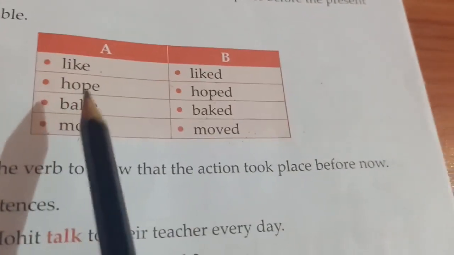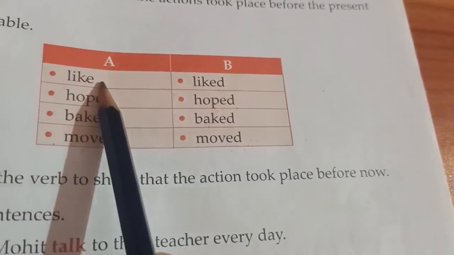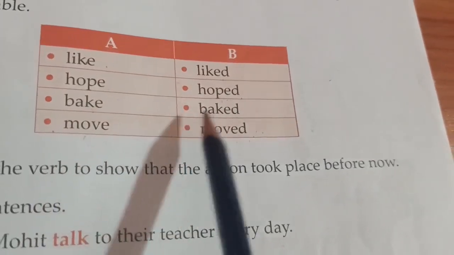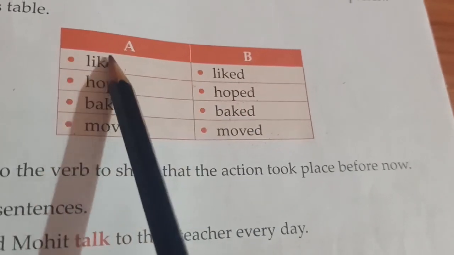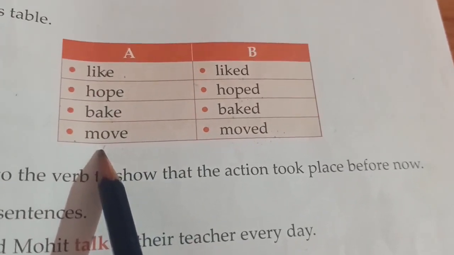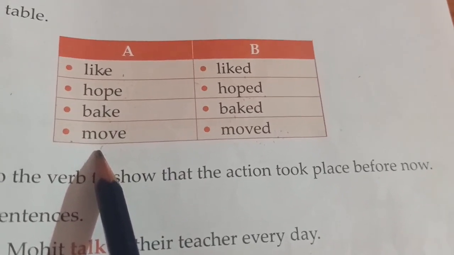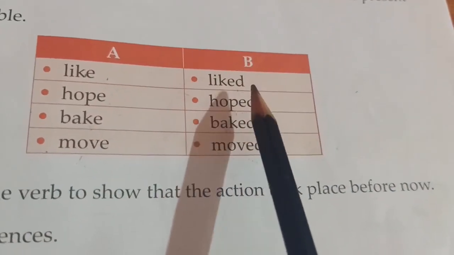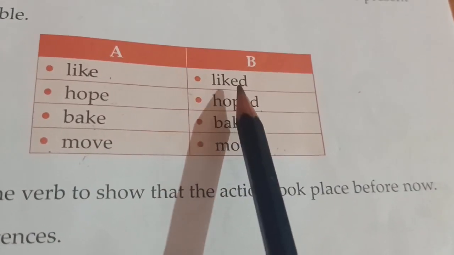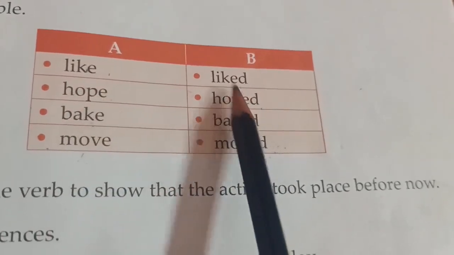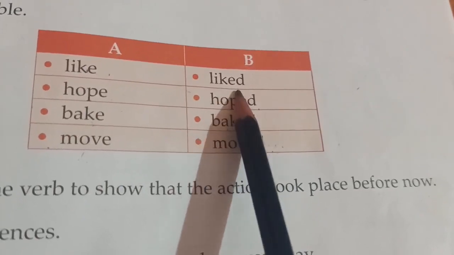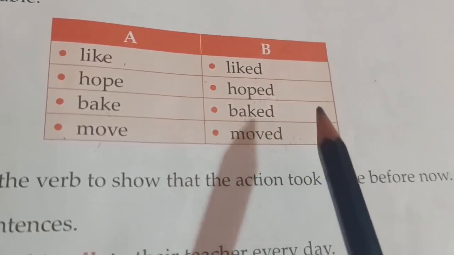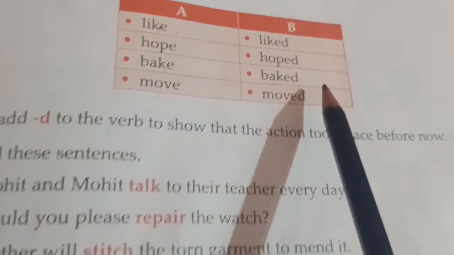Study this table. Column A and column B. Like, liked. Hope, hoped. Bake, baked. Move, moved. These are the base form of verb which we use in the present time, okay, or to express the action which happens regularly. And these are the d form of verb. Here we add d. See, like, liked, hope, hoped. Only d is added here. So these are the past form of verb which show the action took place before now.